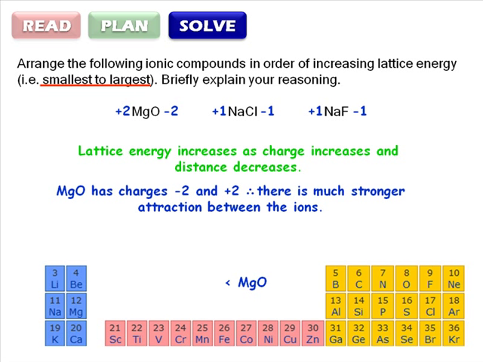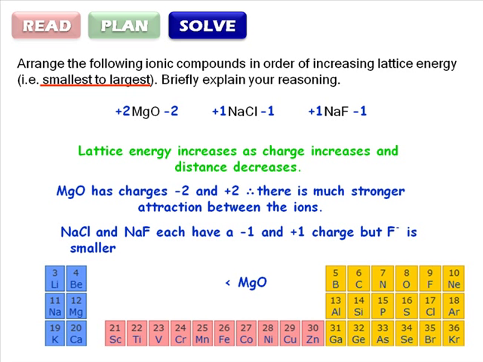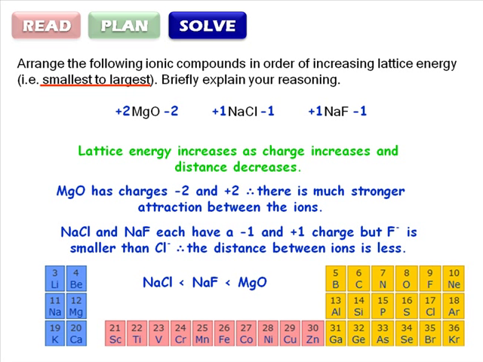Sodium chloride and sodium fluoride each have a -1 and +1 charge, so we'll have to consider the distance between the ions. Ion size increases as you move down the rows of the periodic table. Therefore, the fluoride ion is smaller than the chloride ion, and the distance between the ions in sodium fluoride is less. So NaF has less than magnesium oxide, but more than sodium chloride.